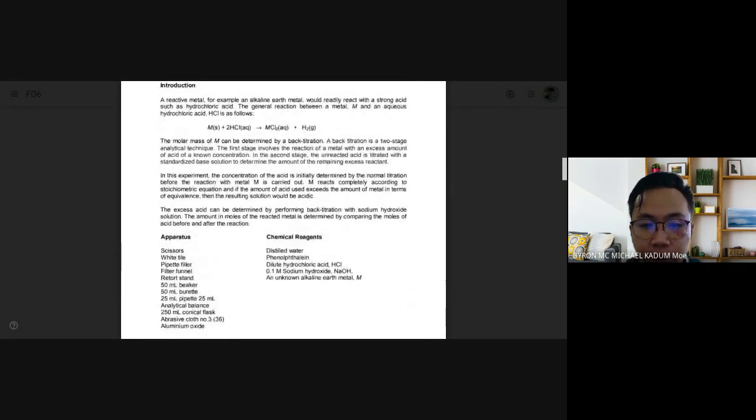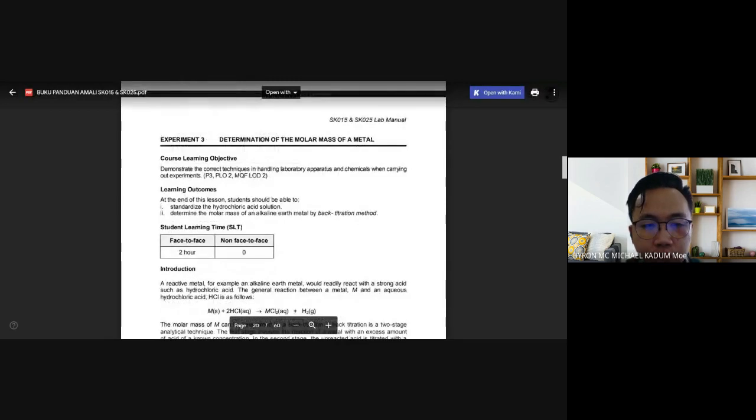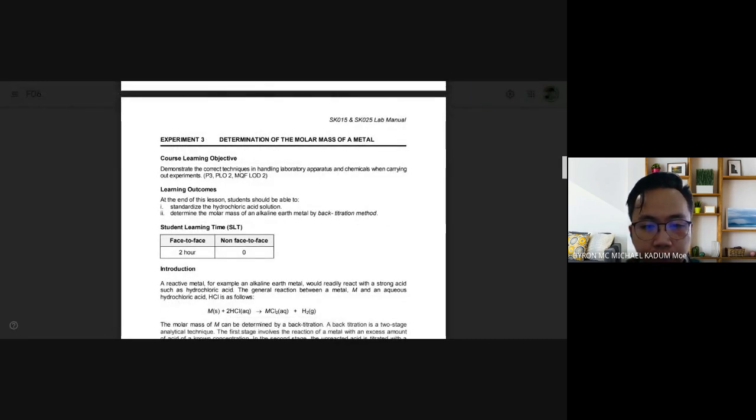And then conclusion, you have to answer the learning outcomes. Okay, number 2 dia minta determine the molar mass of the alkaline earth metal by back titration method. So kita akan dapat carilah the molar mass sepatutnya. Data akan diberi, macam biasa akan dibagi, so kamu tinggal salin lagi. So it's an easy task for you. Okay? Ada apa-apa soalan mengenai ini sebelum kita teruskan kepada kita punya stoichiometry problems?